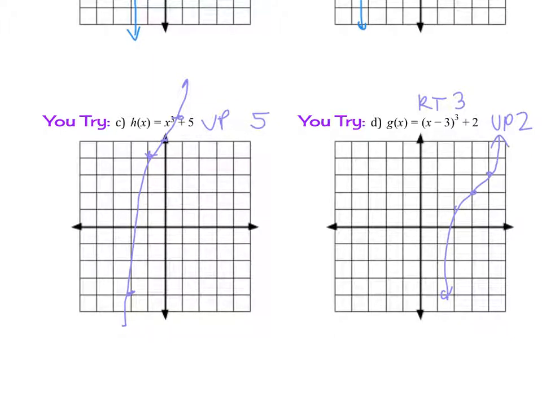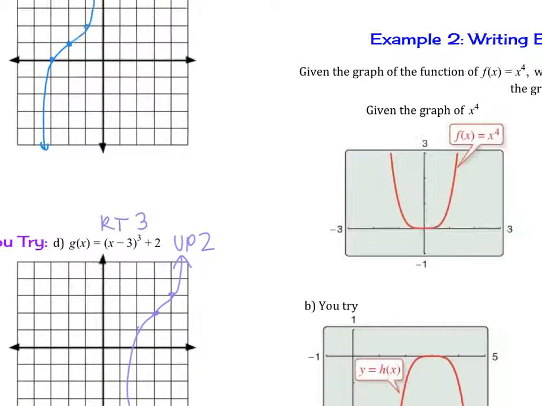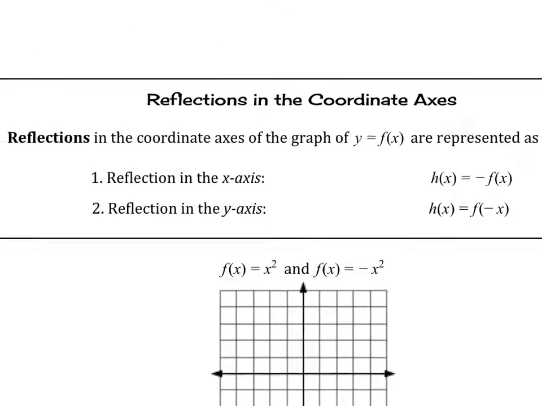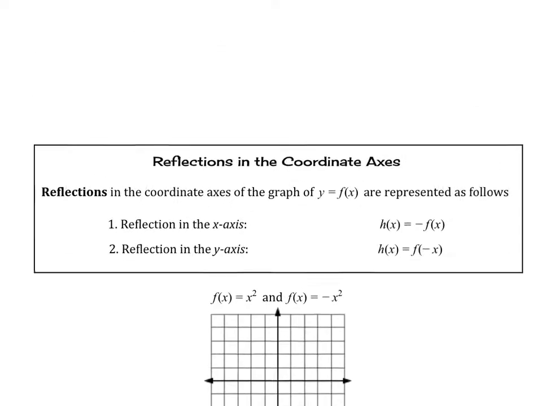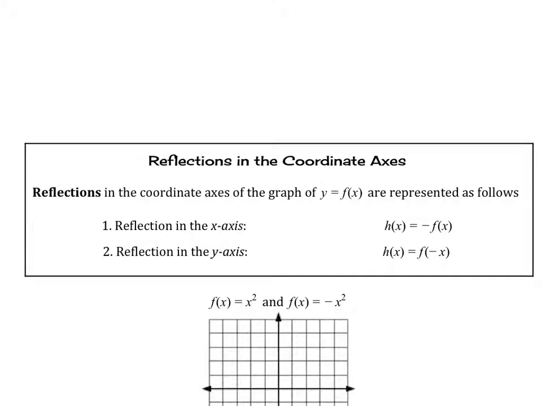So if you tried it out, letter C is up 5, and letter D is right 3 and up 2. So reflections in the coordinate axis. Reflections in the coordinate axis of the graph of y equals f of x are represented as follows. So reflection in the x-axis, you have a negative in front of the entire function. A reflection in the y-axis, you're going to have it only inside with the x.